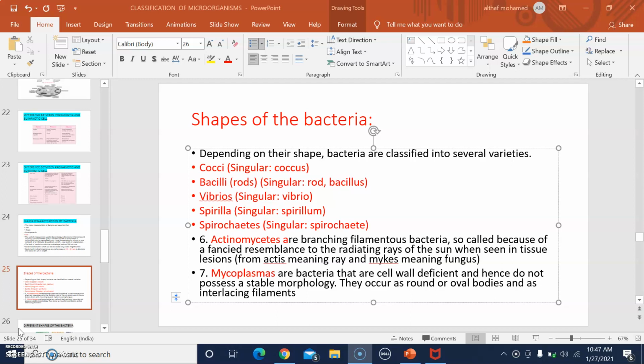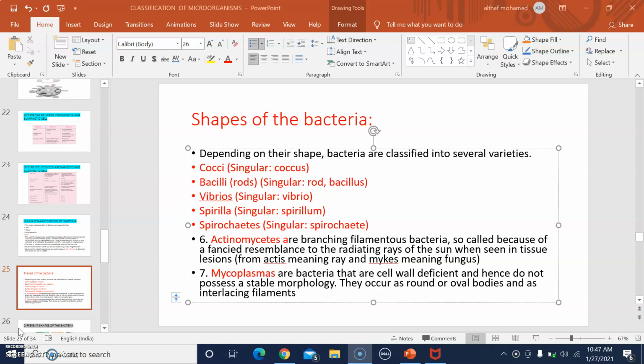The actis meaning ray and myces meaning fungi. So they show similarities to the fungal arrangement and to the radiating sun. So the name actinomycetes comes from these two terms. So these are also coming under the bacteria.